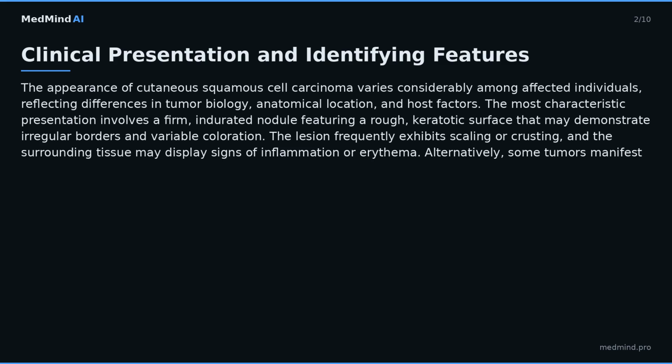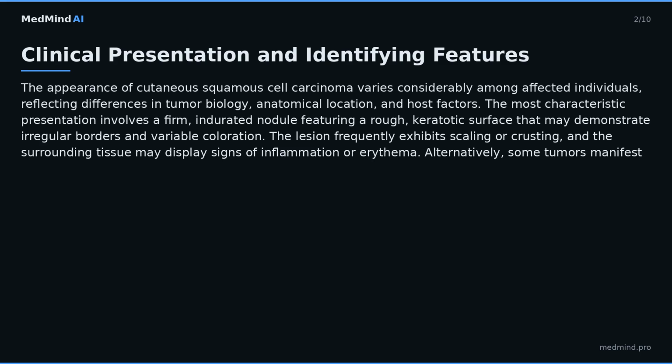Clinical presentation and identifying features. The appearance of cutaneous squamous cell carcinoma varies considerably among affected individuals, reflecting differences in tumor biology, anatomical location, and host factors. The most characteristic presentation involves a firm, indurated nodule featuring a rough, keratotic surface that may demonstrate irregular borders and variable coloration. The lesion frequently exhibits scaling or crusting, and the surrounding tissue may display signs of inflammation or erythema. Alternatively, some tumors manifest as erosive or ulcerative lesions with rolled edges and a granular base, occasionally with a hemorrhagic or necrotic appearance.